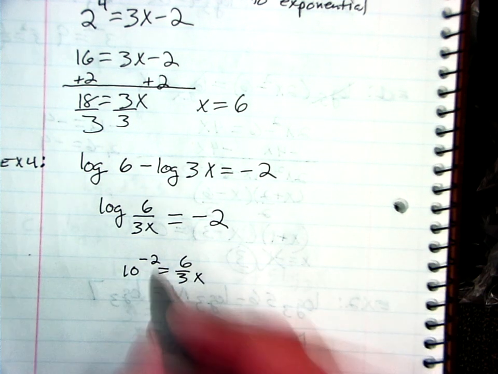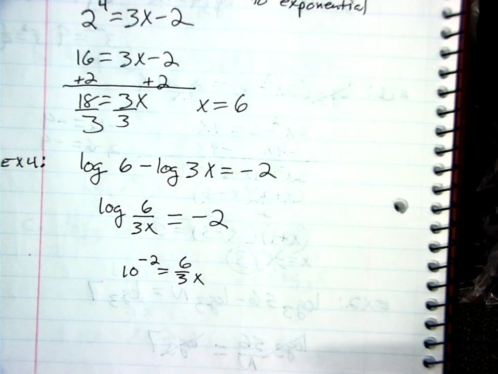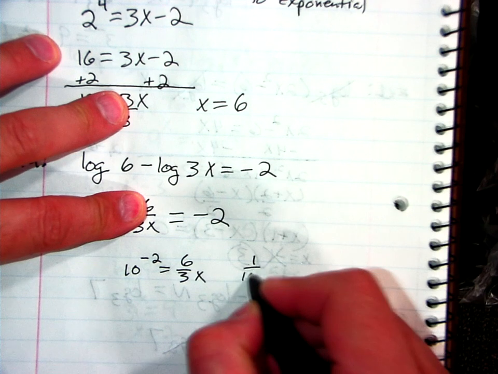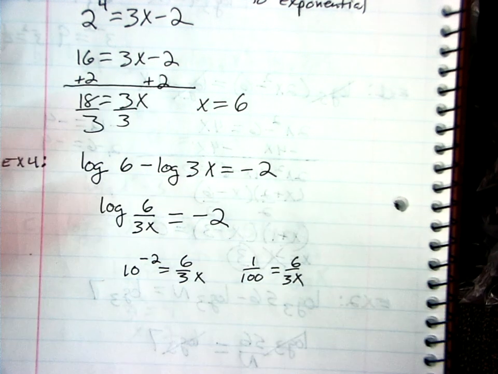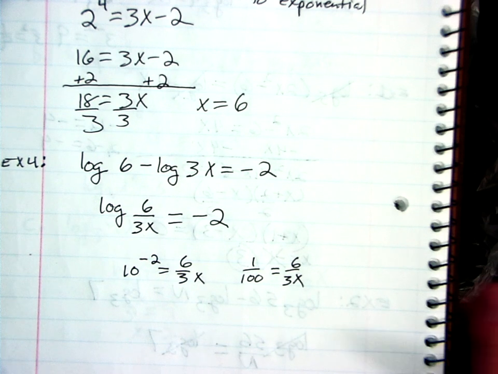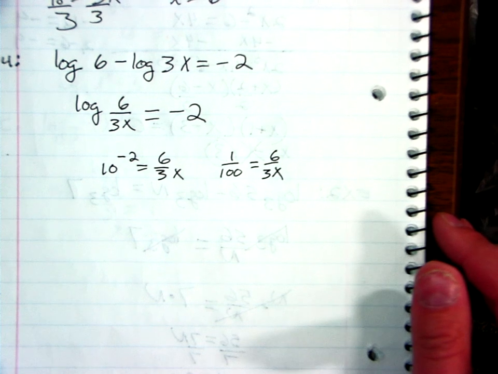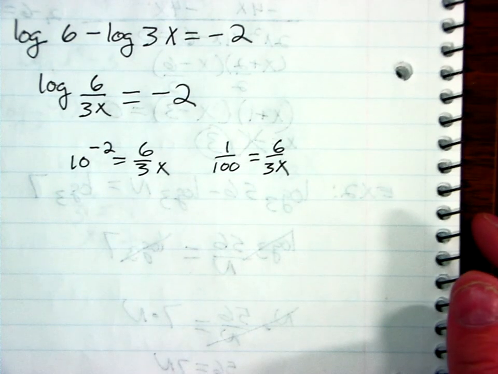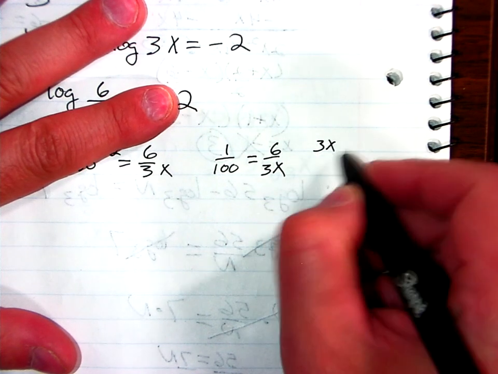10 to the negative 2 is what? 1 over 10 squared, and 10 squared is 100. So 1 over 100 equals 6 over 3x. This is called a proportion. And how do we solve proportions? Cross multiply sounds like an answer to me. 3 times x is, and 6 times 100.